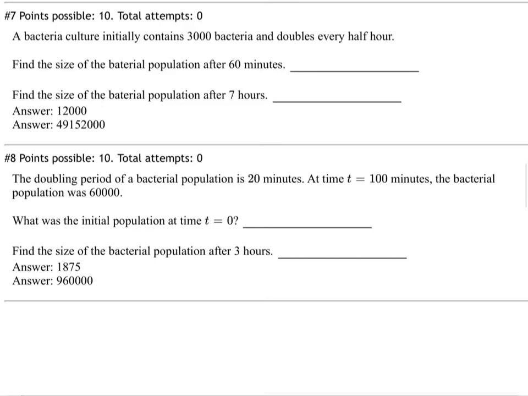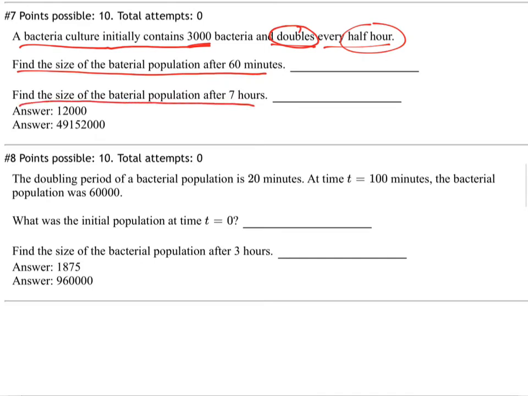chemistry and biology examples. So let's say a bacteria culture initially contains 3,000 bacteria and doubles, that's a key word there, every half hour. Find the size of the bacteria population after 60 minutes. Find the size of the bacterial population after 7 hours. So basically, if your population is doubling every half an hour, that's exponential growth.